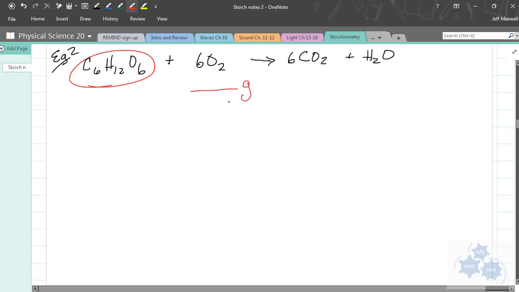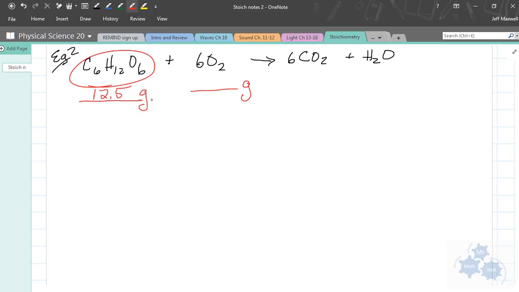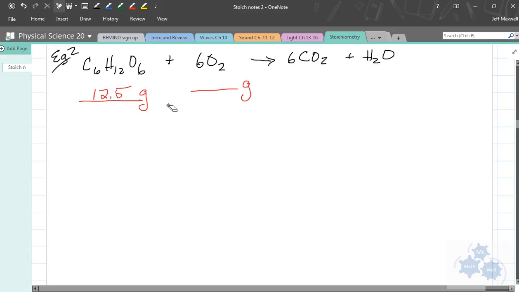So notice how I'm doing this. I'm going to start my flow chart. As soon as I read it, I'm going to start filling out my flow chart. How many grams of oxygen are needed to oxidize 12.5 grams of glucose? So guess what? I'm given 12.5 grams. So again, we're using the flow chart method here, and I'm going to put my givens right underneath my equation. And it produces carbon dioxide and water.